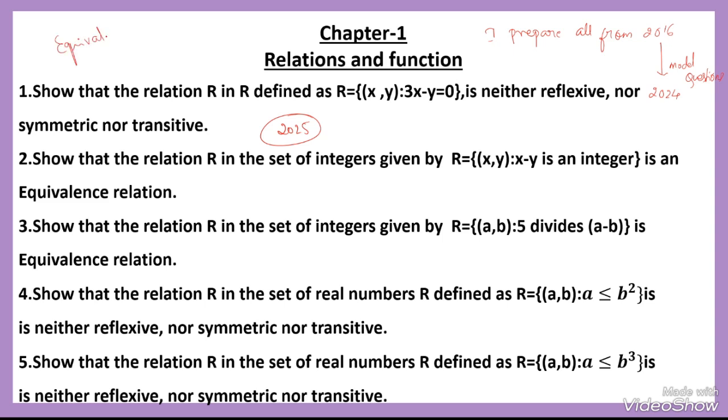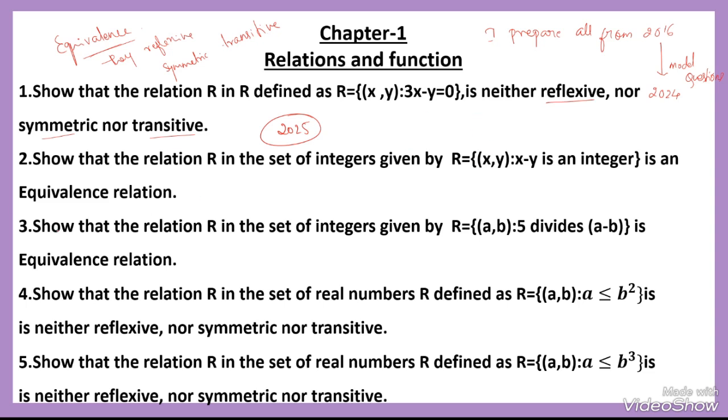Here in this session, the question is mainly based on equivalence relation, or sometimes they ask only for reflexive, symmetric, or transitive. Based on these relations they ask one question for 3 marks. Here there are 1 to 5 questions. In the first question they ask to check the reflexive, symmetric and transitive conditions. They have already given neither reflexive nor symmetric nor transitive, and we have to prove that.